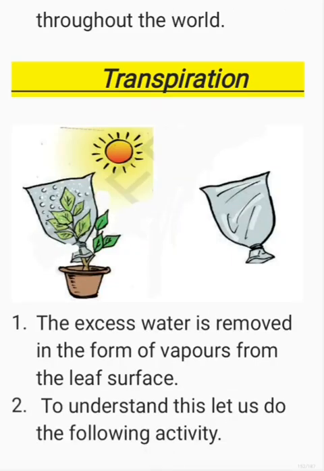Transpiration. The excess water is removed in the form of vapors from the leaf surface. To understand this, let us do the following activity. Choose a bright, summer day to do the activity. Select a well-watered plant that has been growing in the sun. Enclose a leafy branch of the plant in a polythene bag and tie up its mouth.